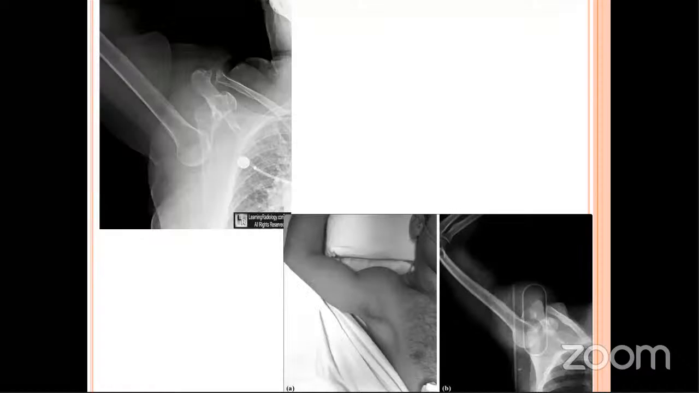This is the radiographic image of inferior dislocation. This is the patient position. This will be the patient position in inferior dislocation.